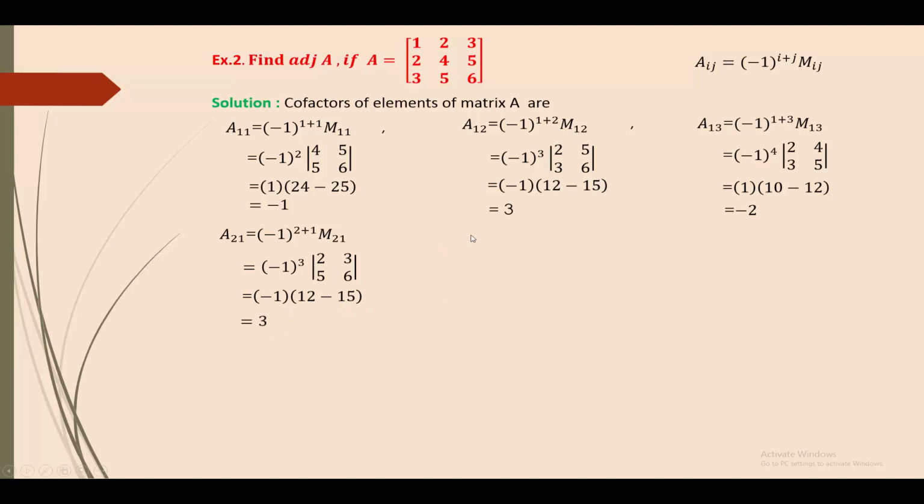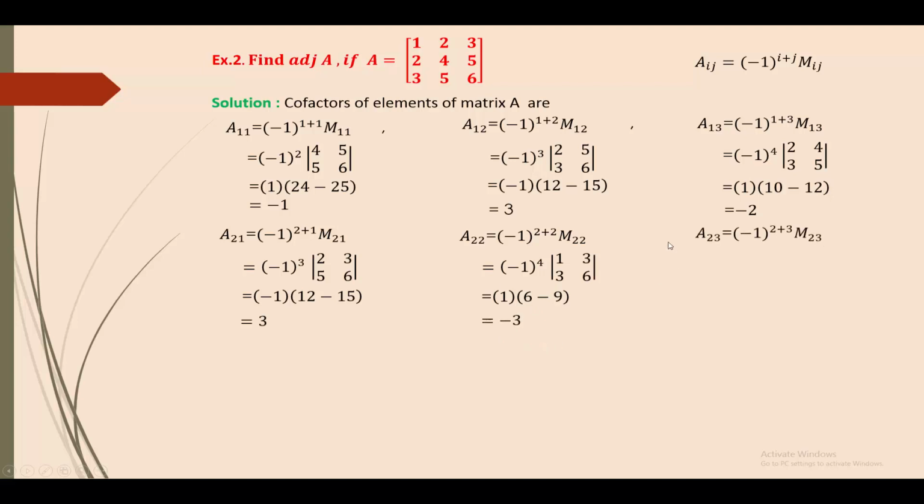Now next is A22, equal to minus 1 raised to 2 plus 2 times M22, equal to minus 1 raised to 4 into minor M22, the determinant obtained by deleting the second row and second column. So we get determinant 1 3 3 6. Minus 1 raised to 4 is plus 1. Now this product, 6 minus 9, equal to minus 3.